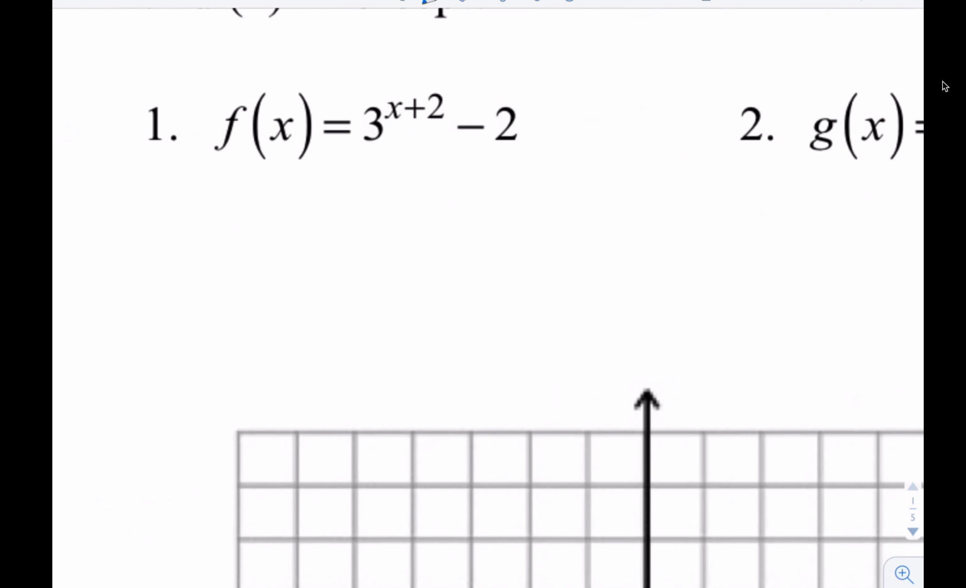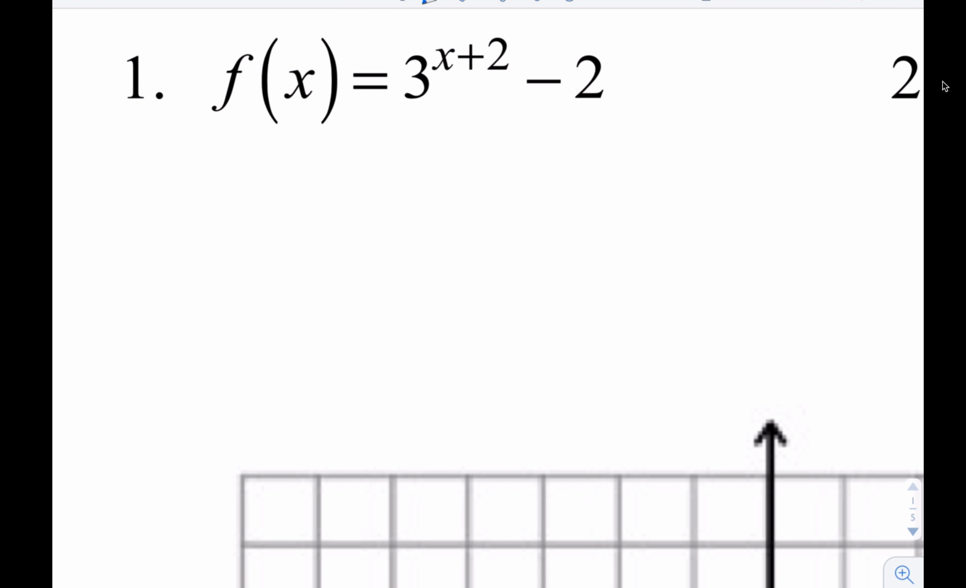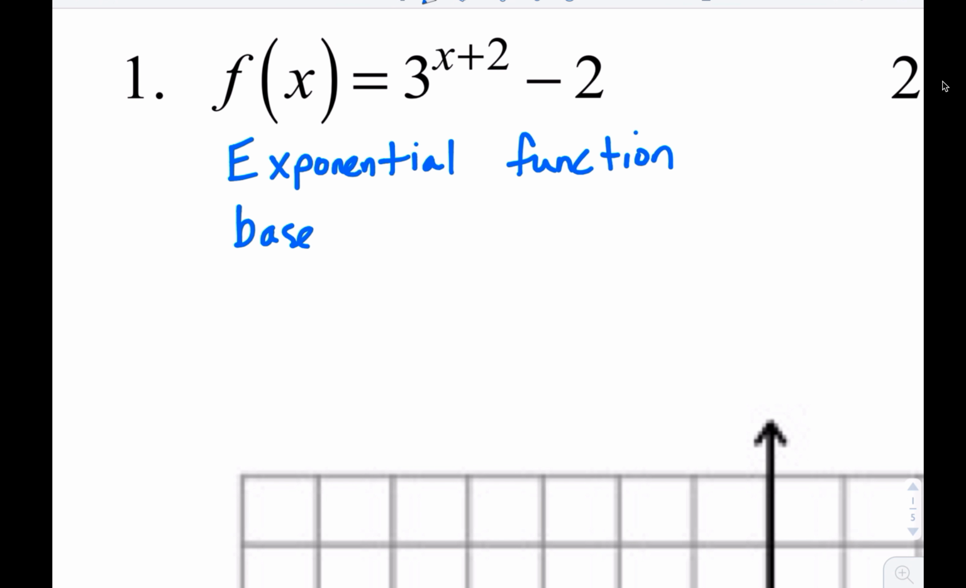The first one you have to do is graph 3 to the x plus 2, minus 2. This is an exponential function, and the reason I know that is because it's 3 raised to something. This is a base of 3, and that tells me this is going to be a growth function.